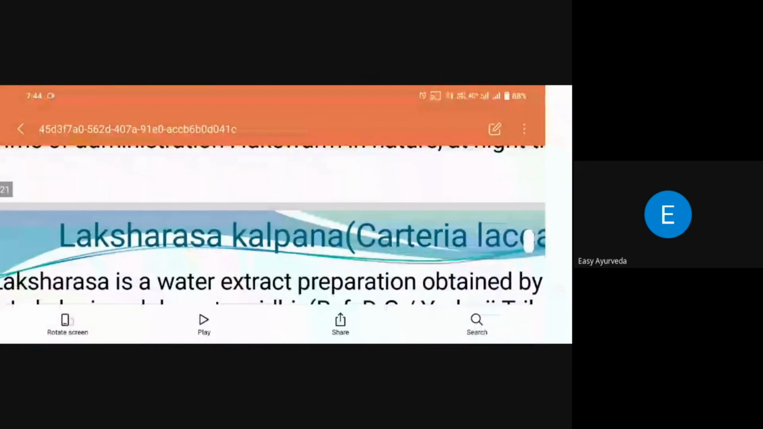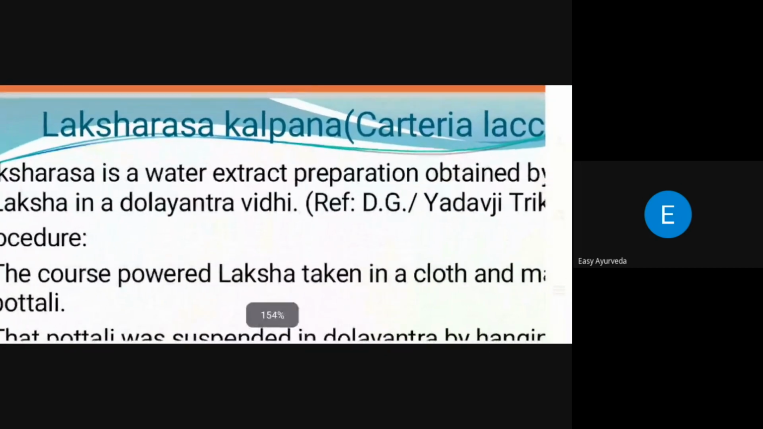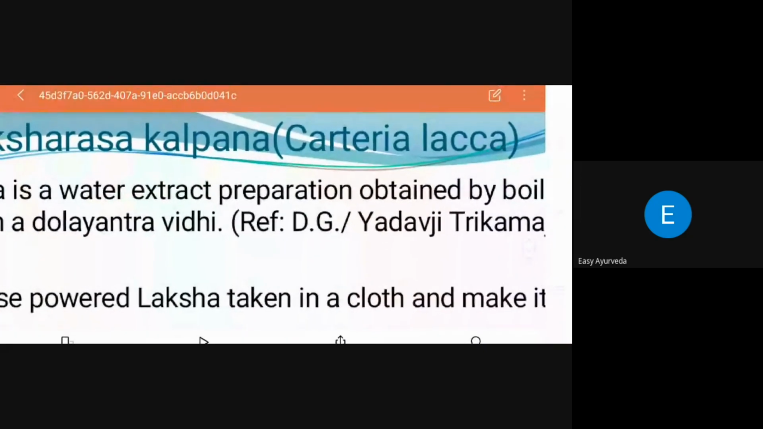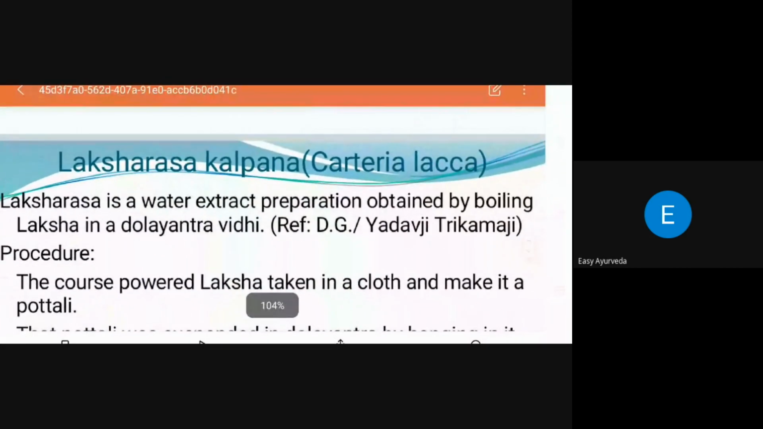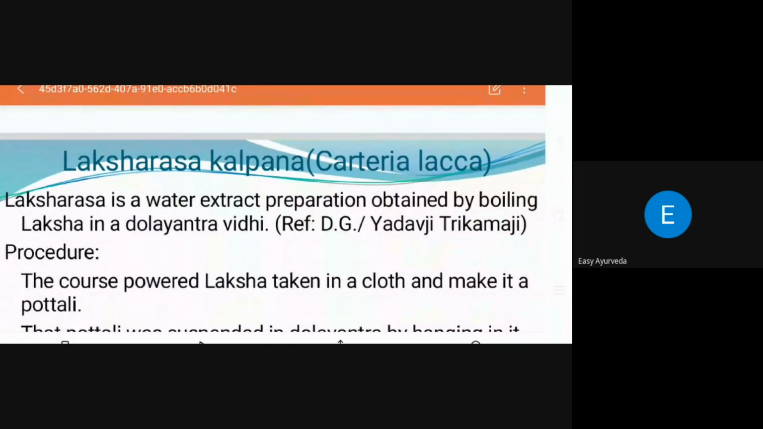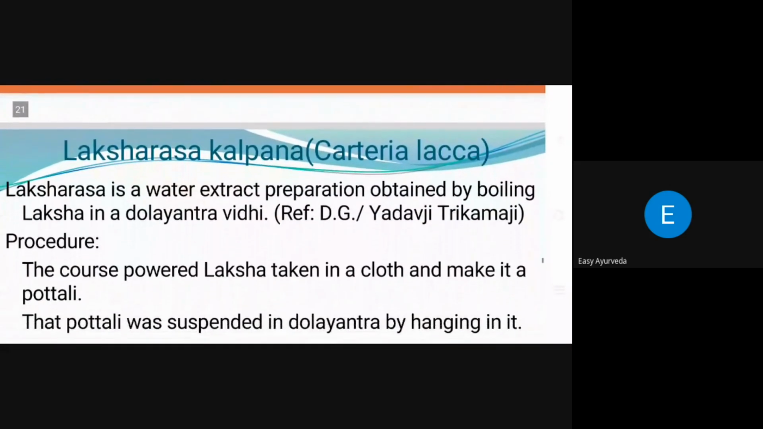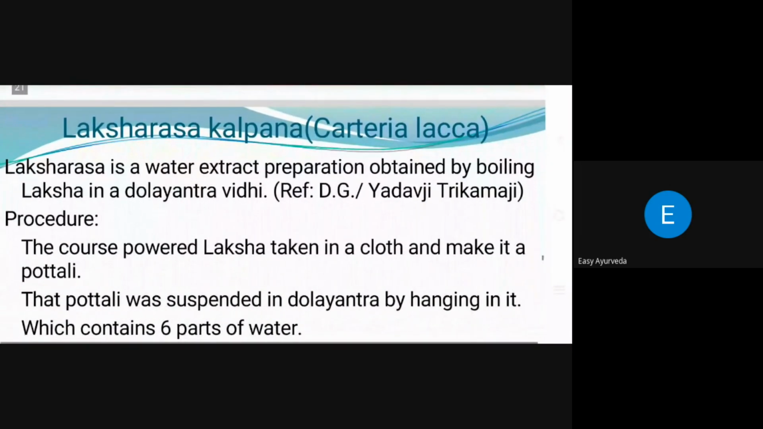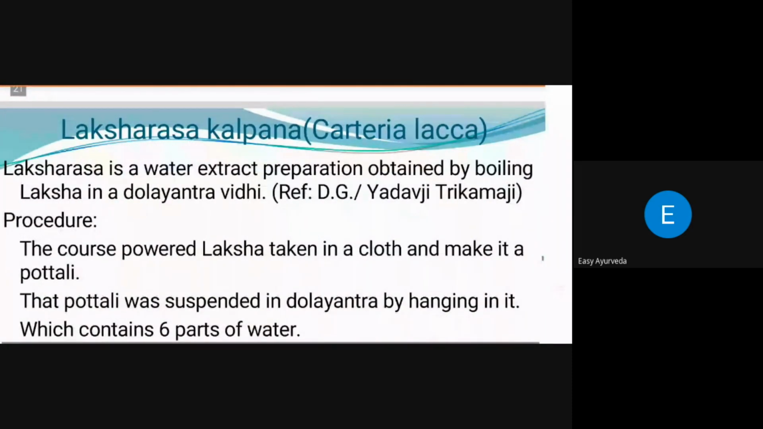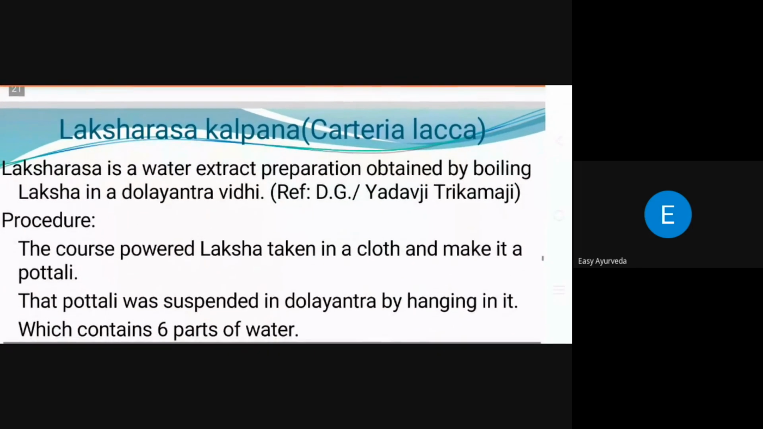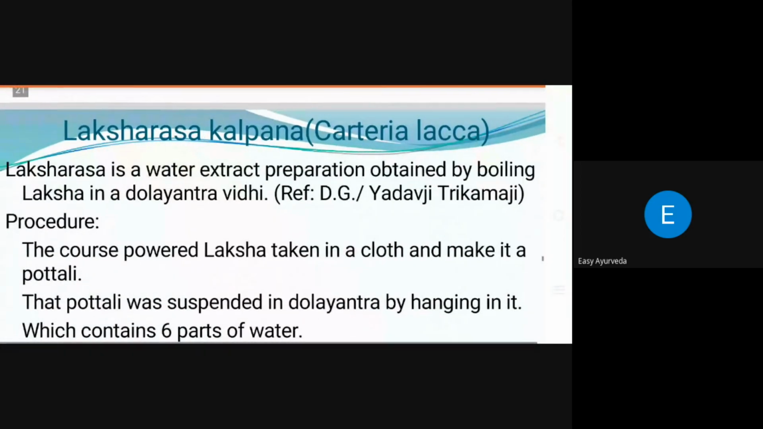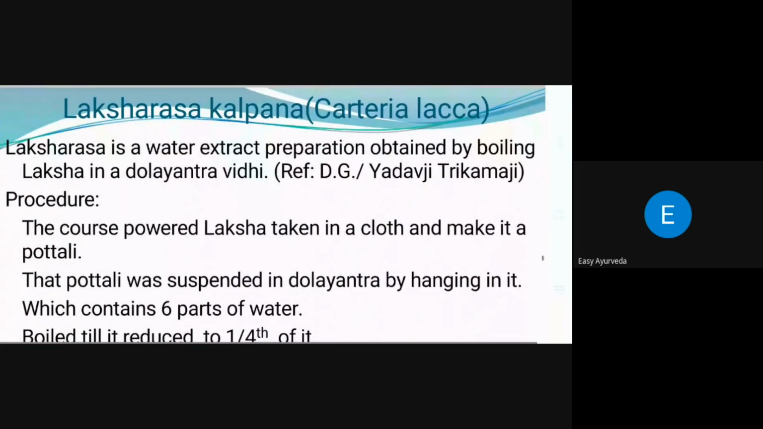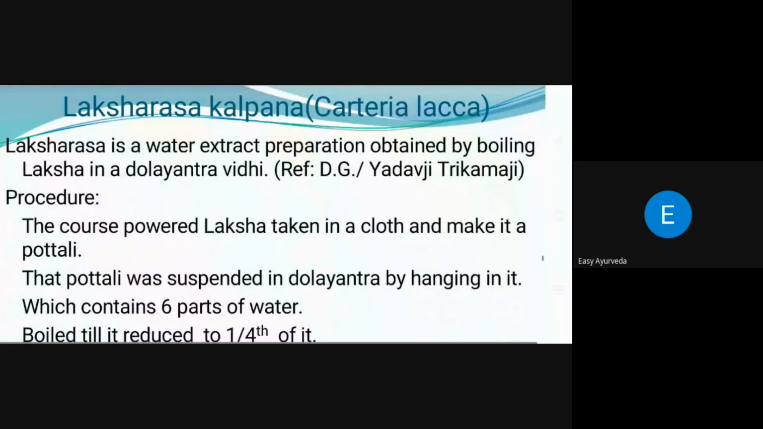This is Ushnodaka. Next, come to the third one, that is Laksha Rasa. Laksha is a drug name. The drug used is Cartaria lacca. This is added by Acharya Yadavji Tripanji. He is one of the persons who gave a lot to Ayurveda, at a time when all the books were not available. He translated, corrected and printed them, and gave major works for the Ayurveda field. That is Acharya Yadavji Tripanji. His preparation has been added here from his book Dragaguna Vijnana.